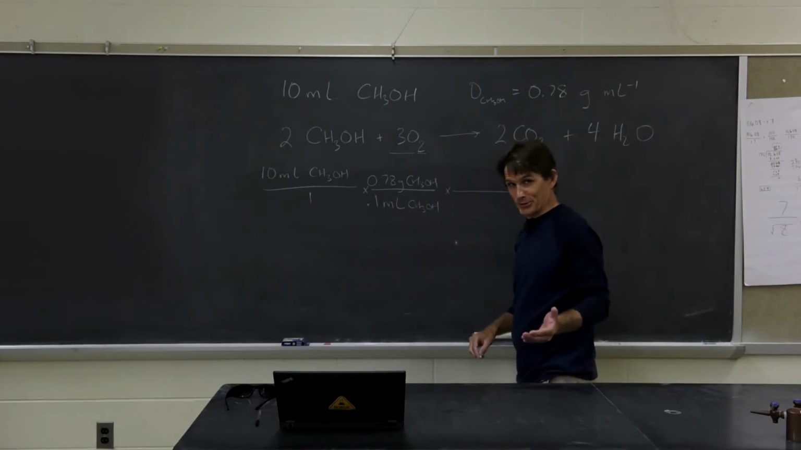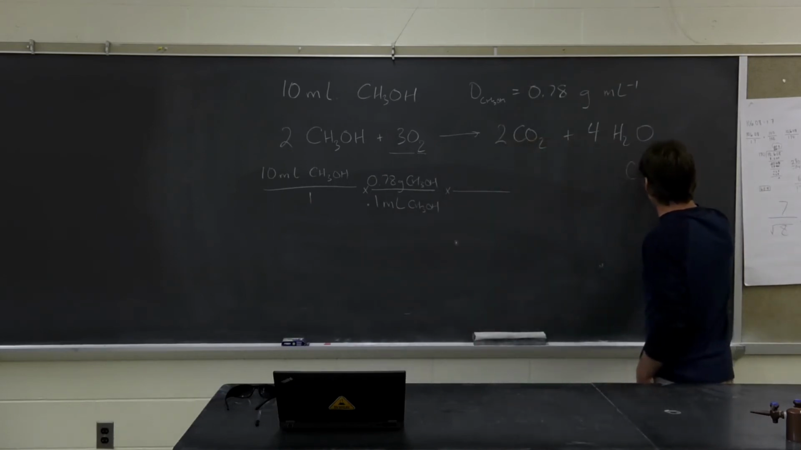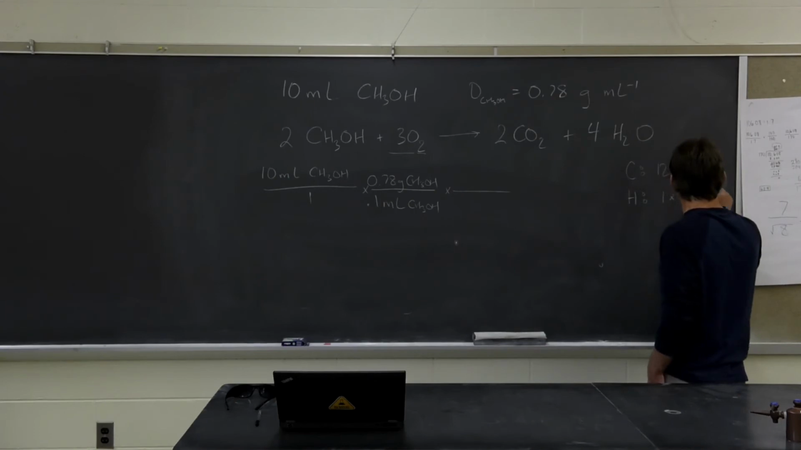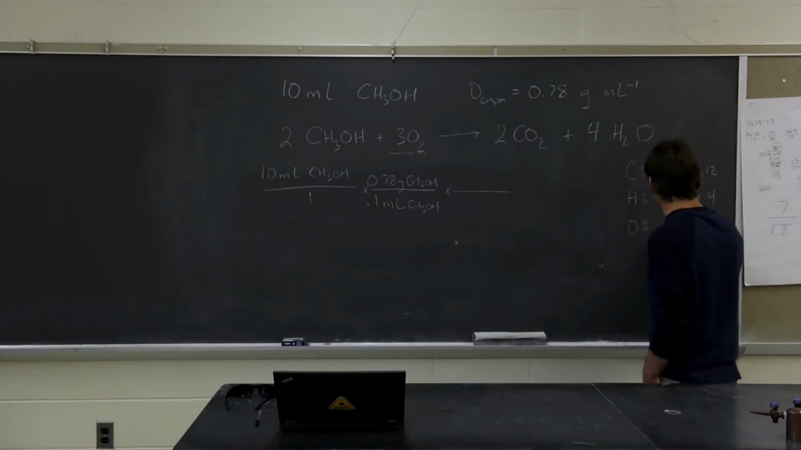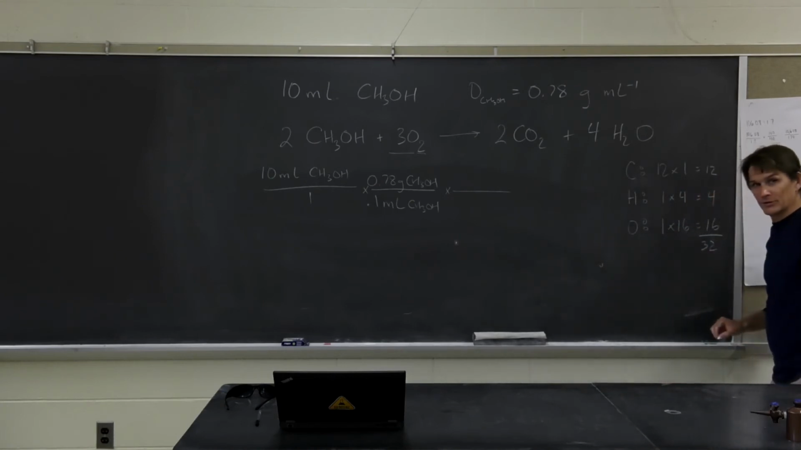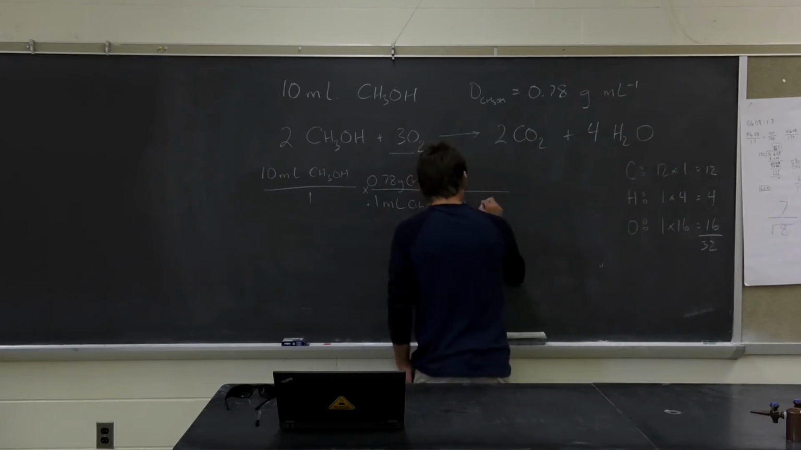We found that was 32, do you remember? Let's just do it again. So we've got carbon, that's going to be 12 times 1. We've got hydrogen, that's going to be 1 times 4. And we've got oxygen, there's one of those there, that's 1 times 16. 32 grams in a mole. So 32 grams of methanol is 1 mole of methanol.